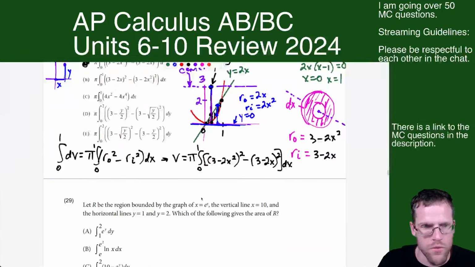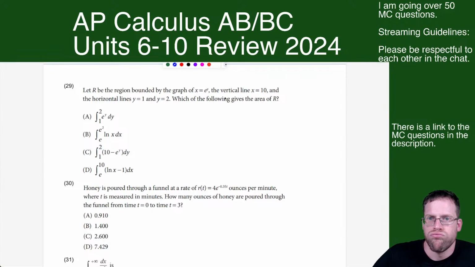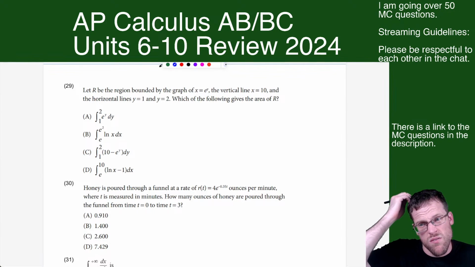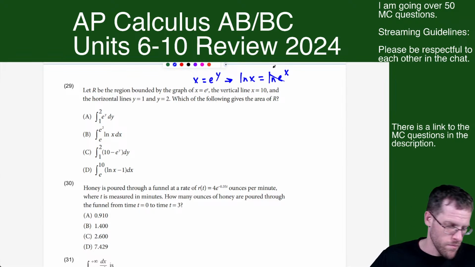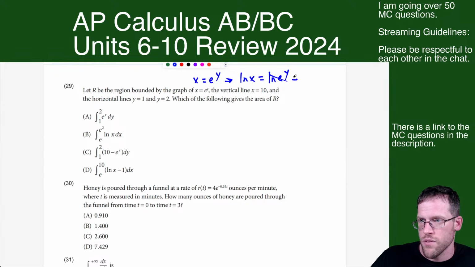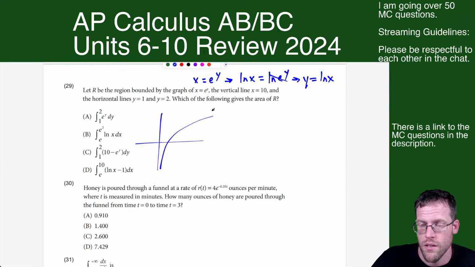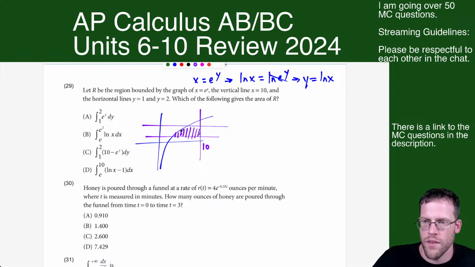Yeah. All right, so moving on. Now what happens if we go this way, horizontal? So we have x equals e to the y. If you take the natural log of both sides, you get y equals ln x. So when I sketch this, I could just draw ln x. The region is bounded by x equals 10, let's say, out here, and then y equals 1 and y equals 2. So maybe it looks something like this. And we're finding that area.